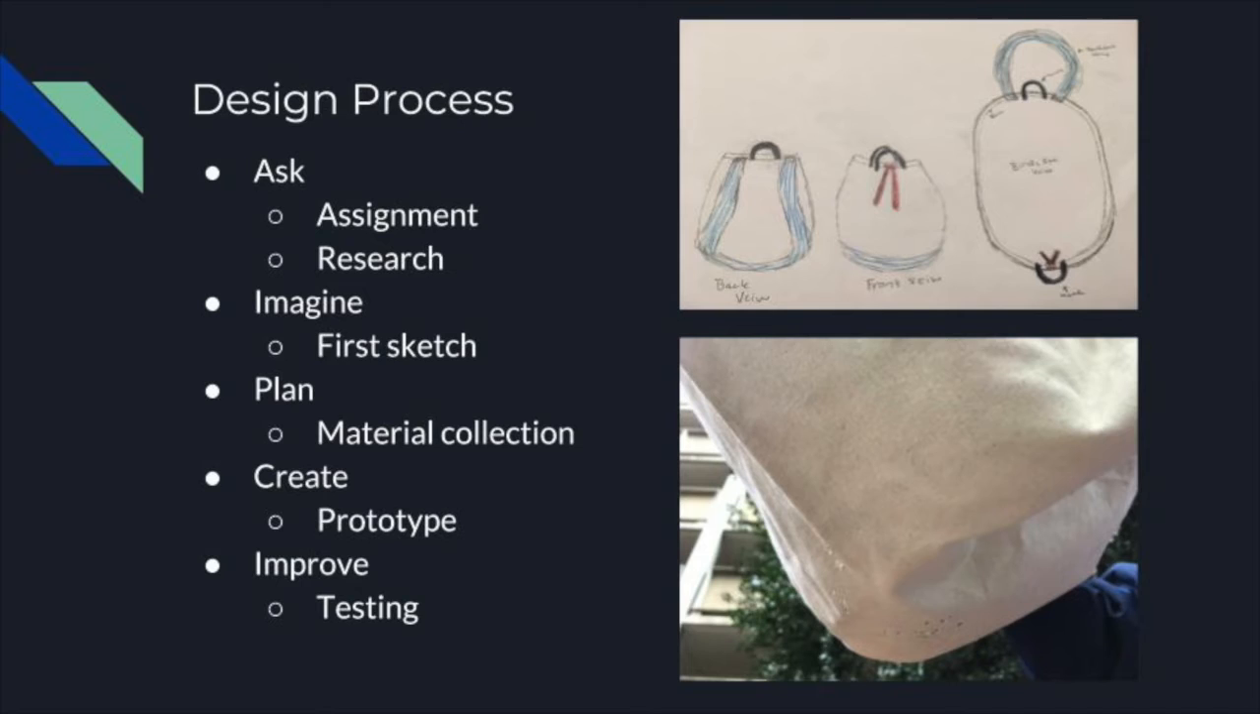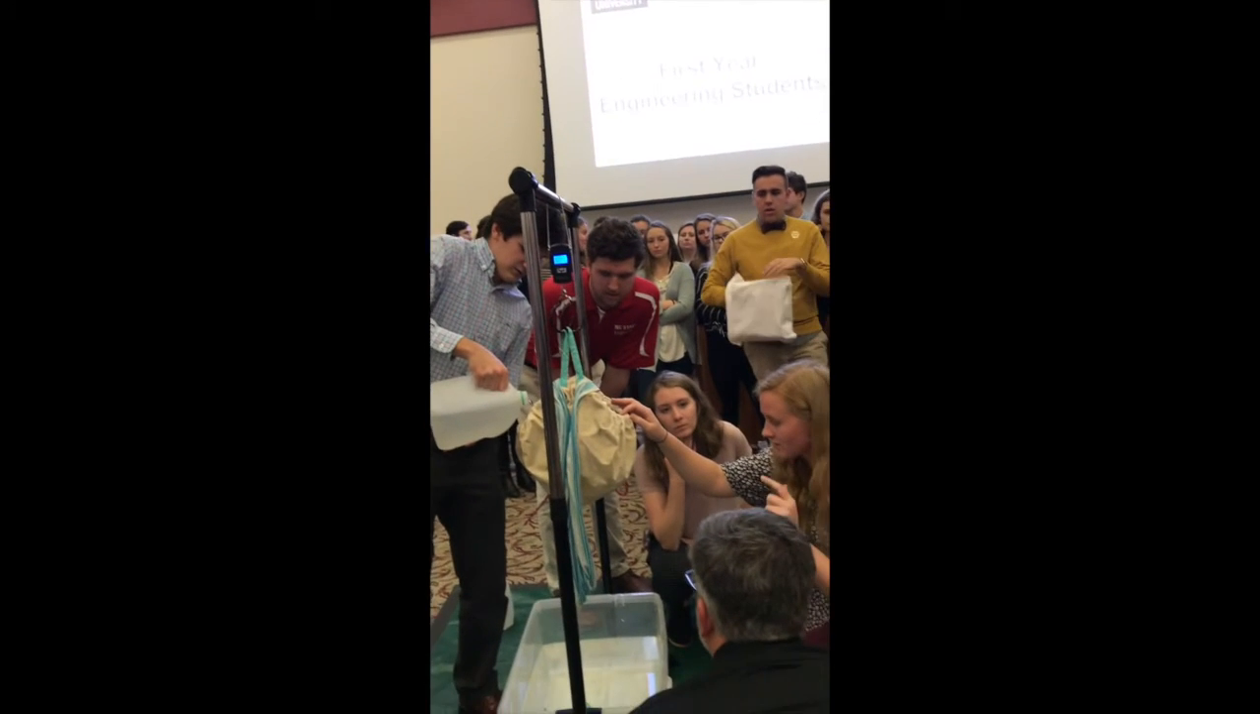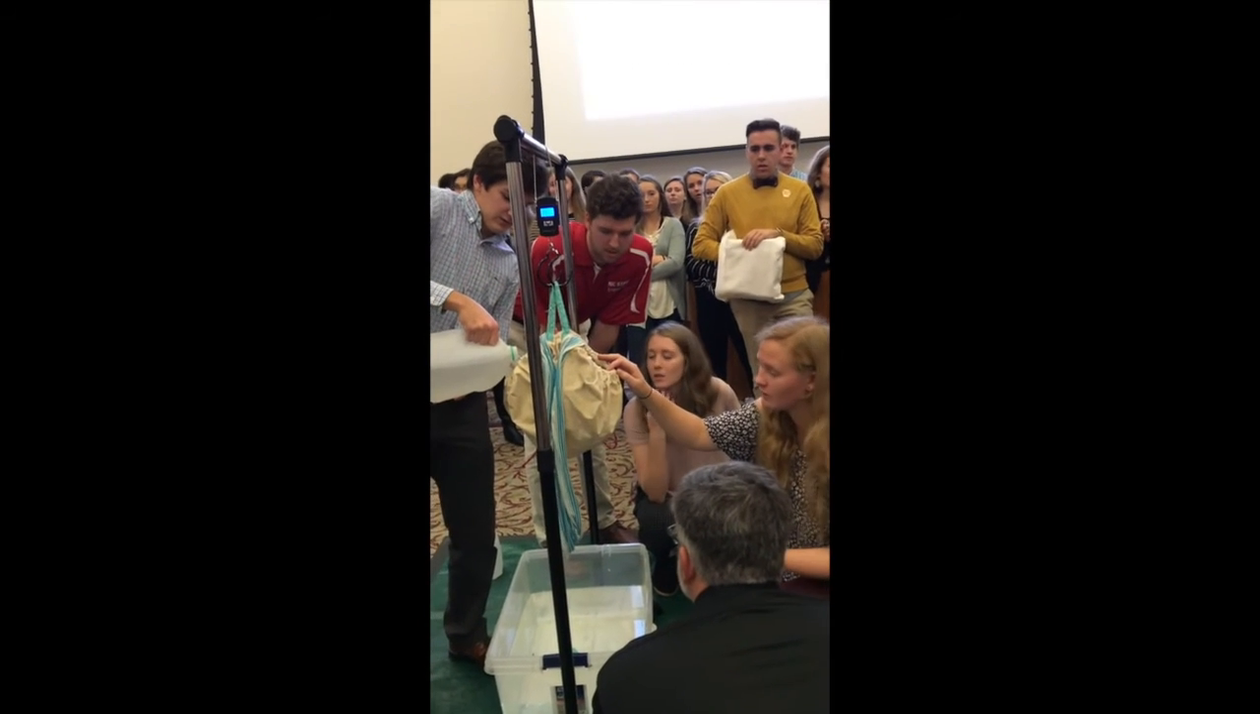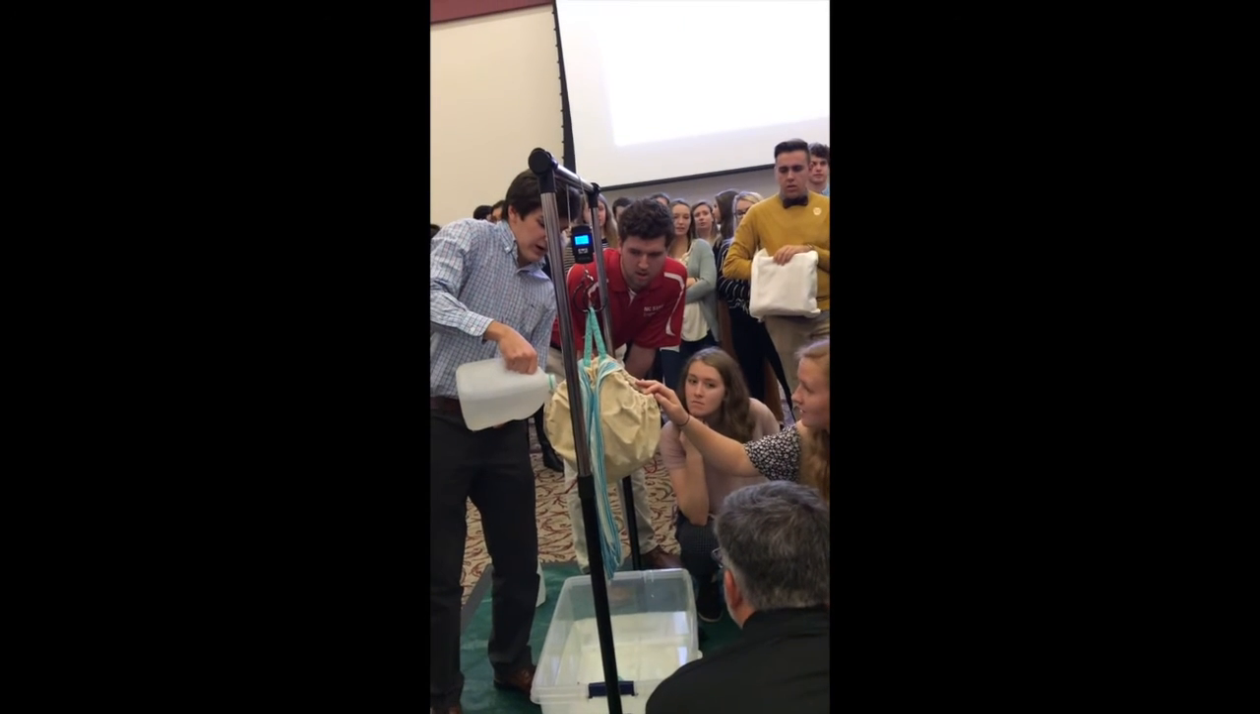The last step in the engineering design process is improve, where we continue testing, analyze these test results, and then use them to improve our design. So we would pour water into our bucket, see how much water we could put in before it started leaking, see where it leaked, and then apply more laminate to those spots. At the end of the design process, we have a fully functioning waterproof bucket.